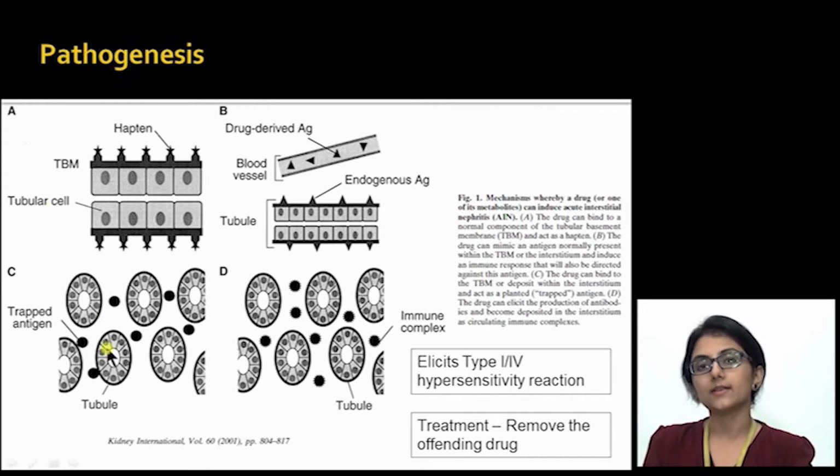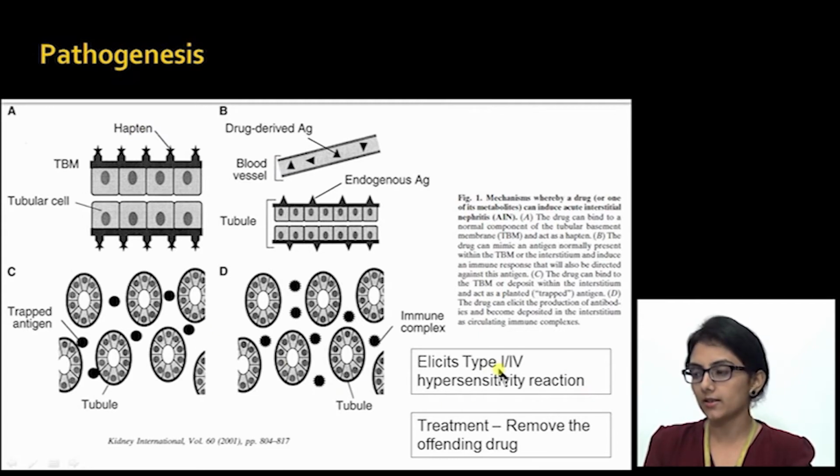Or the drug gets entrapped in the TBMs, and this planted or trapped antigen evokes an antibody response causing tubular damage. Or the drug in circulation, there's a response of circulating antibodies, and the immune complexes come and deposit in the tubular interstitium. So very similar to the glomerulonephritis pathogenesis. But by all these mechanisms, really what we're eliciting is a hypersensitivity reaction.